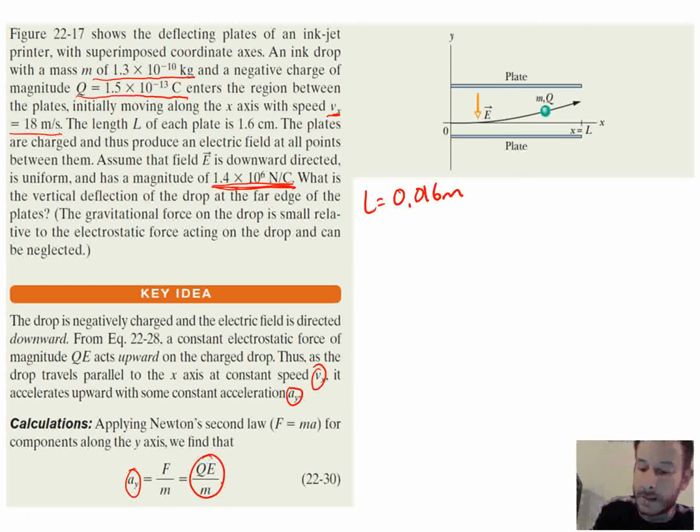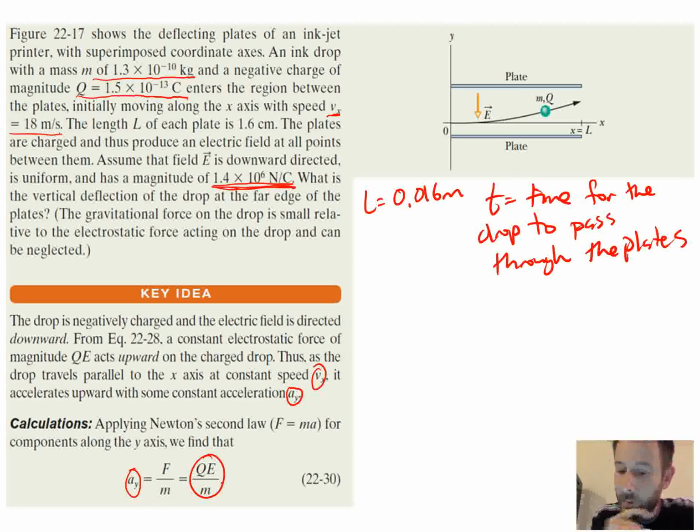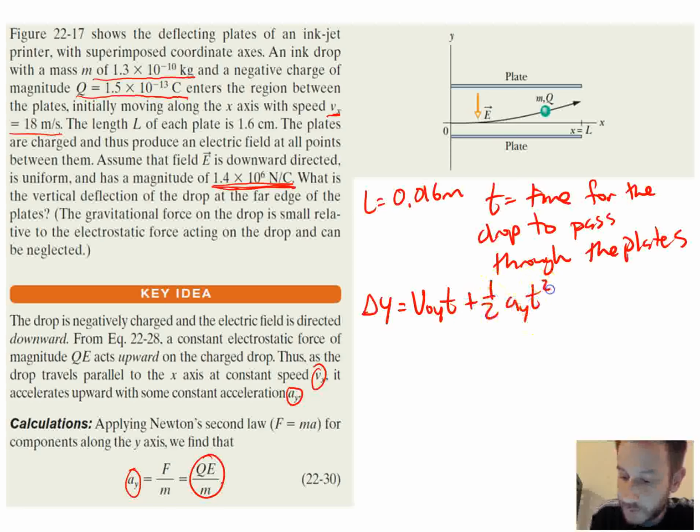All right. And we're going to let time t be the time for the drop to pass through the plates. Now we can use kinematic equations to find, well, how long is that going to be? So in the y direction, our kinematic equation is going to be delta y is equal to v naught in the y direction plus 1/2 acceleration in the y direction, t squared.